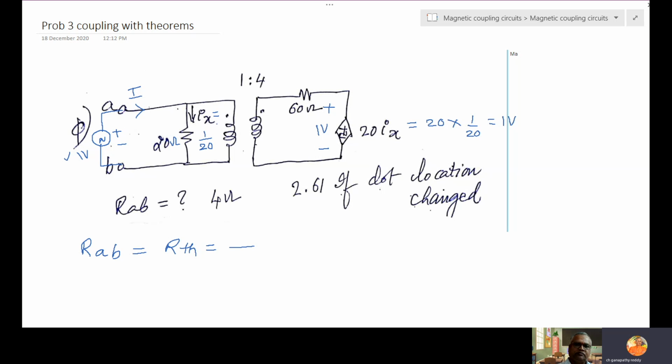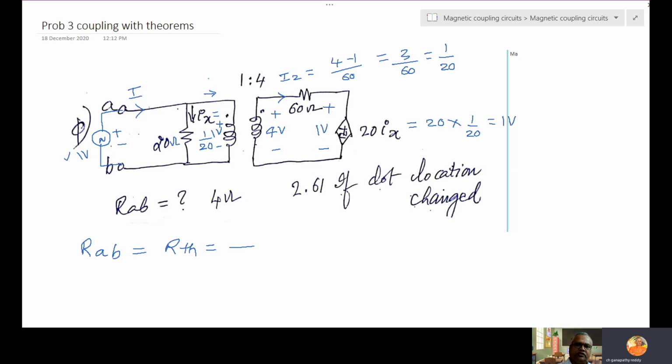Then here 1 volt is applied. What is the voltage across the primary? Also 1 volt. With 1:4, how much voltage will jump here? 4 volts. So this side 4 volts, this side 1 volt. What is the potential difference here? 3 volts. Then what is this current I2? I2 is nothing but 4 minus 1 by 60, equal to 3 by 60, which is 1 by 20. So 1 by 20 is I2.